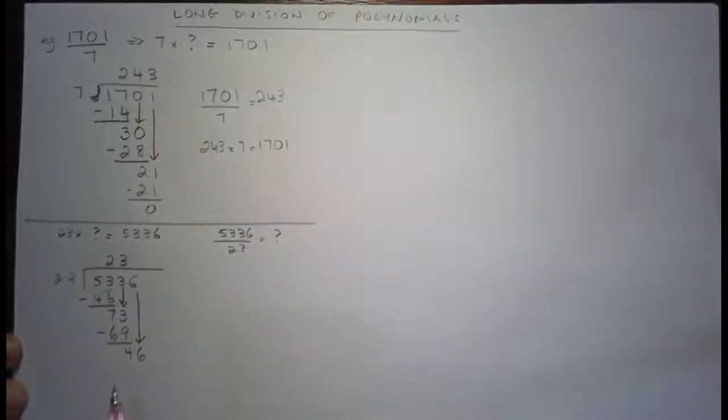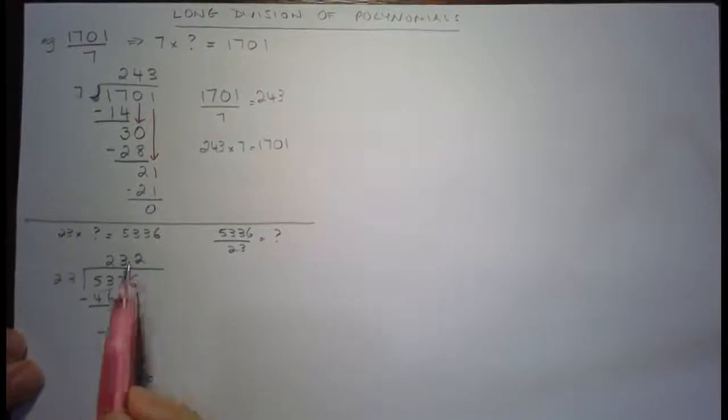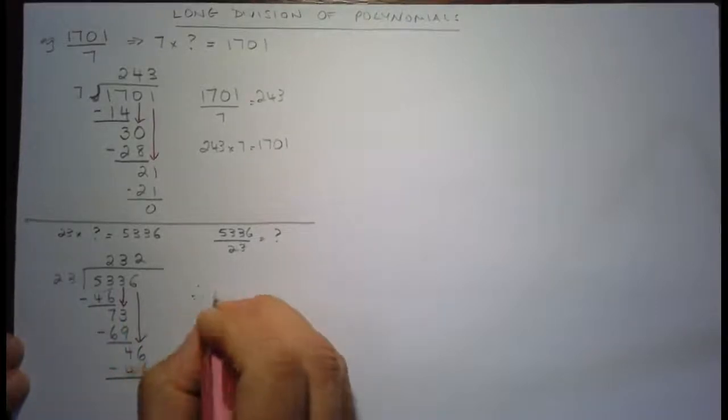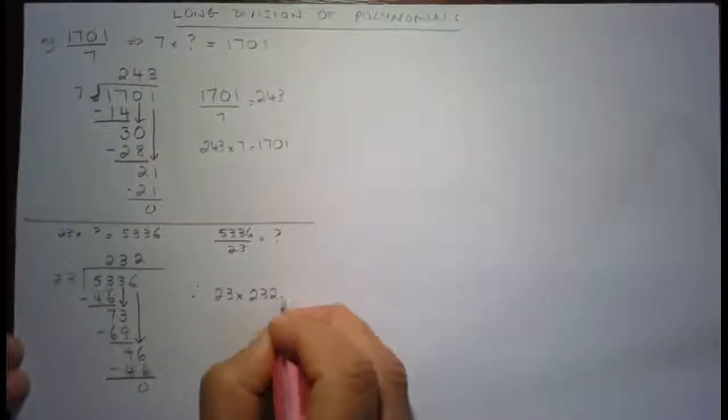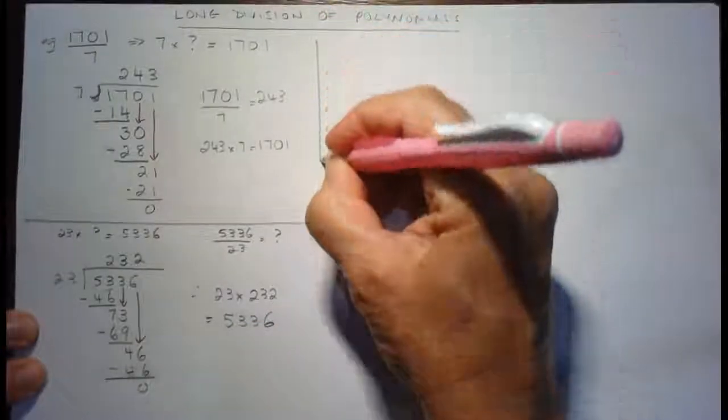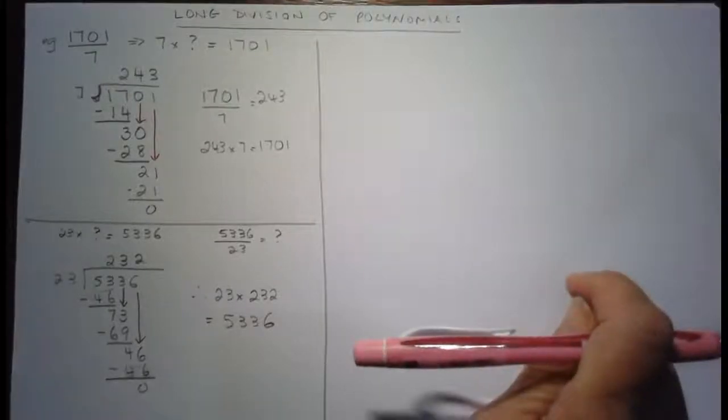Bring my next value down, 6. Now, I've got to find out how many lots of 23 go into 46, and that's going to be 2. So 2 lots of 23 will go into there, so 23 times 2 gives me 46, 0. So I've got no remainders. So in the 2 examples I've done, they've divided completely into the number with no remainders. So I can therefore say that 23 times 232 equals 5,336.